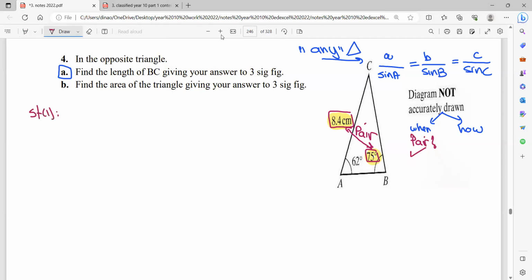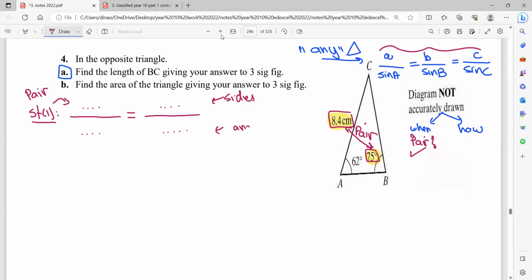Step 1. How do I use the sine rule? To use the sine rule, we only need 2 fractions of these. Not 3, 2, to be able to cross multiply. Okay, let's fill in the blanks. How do I use these fractions? In the first fraction, please write the pair. And remember that the sides are your numerator and the angles are the denominator.